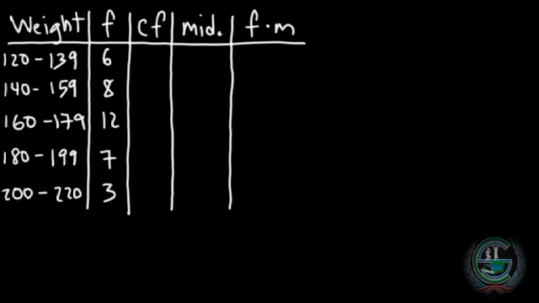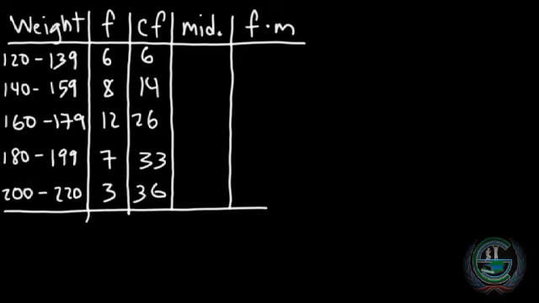So let's begin by calculating the cumulative frequency. So this is going to be 6. 6 plus 8 is 14. And then 14 plus 12 is 26. 26 plus 7 is 33. And 33 plus 3 is 36. And if we basically take the sum of the frequency values, that should give us 36 as well, which we can put down here.